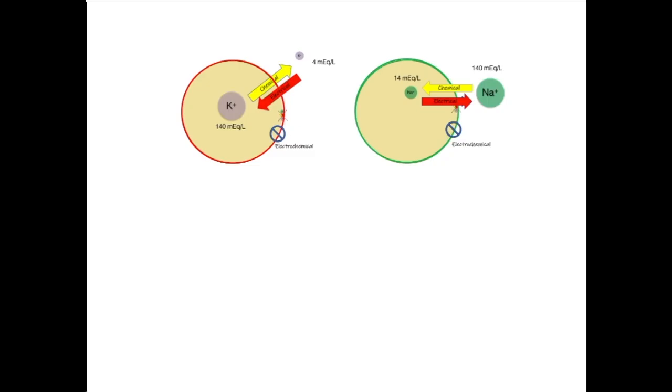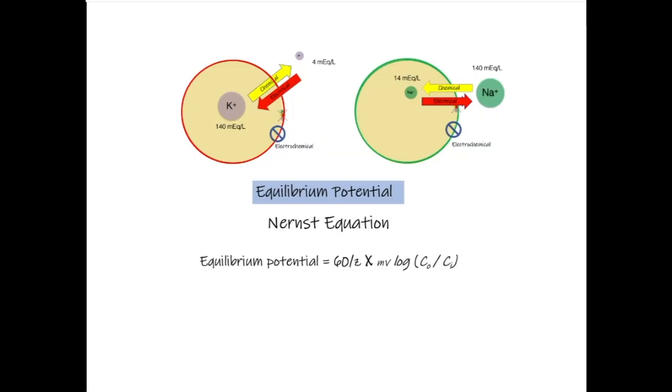So in both of these examples, we've demonstrated the point at which the electrical gradient exactly opposes the chemical gradient for each one of these ions. At that point, the magnitude of electrical potential is called the equilibrium potential. The equilibrium potential can be calculated by using the Nernst equation. The Nernst equation uses the concentration of an ion inside the cell and outside, along with the charge of that ion to determine its equilibrium potential.